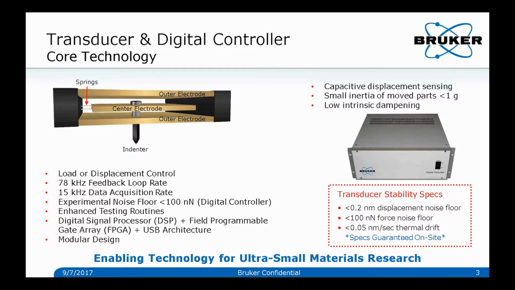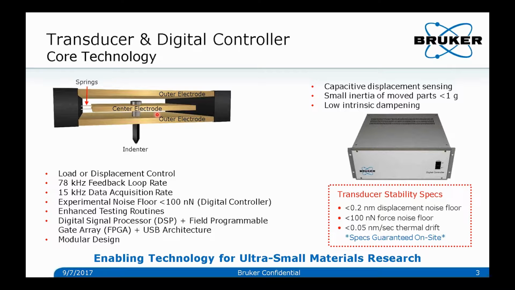So I'll start by talking about the transducer that we use, which is the core technology for the system. The transducer is a 3-plate capacitive transducer. You have 3 electrodes. You have the top and bottom plate, which are fixed, and you have a center plate, which is mounted to springs and can move up and down. The Indenter tip is attached to the center plate, and the way that we apply force is we apply voltage to the bottom plate, which creates an electrostatic attraction and drives the center plate down. So by controlling the amount of voltage that we apply, we control how much downward force we're generating.